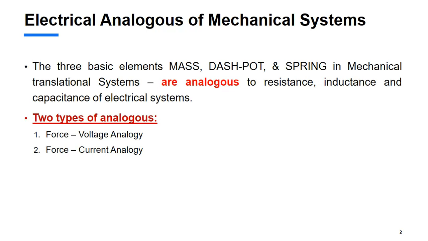The input force in a mechanical system is analogous to either voltage or current in an electrical system. Likewise, the output velocity, which is nothing but the first derivative of the displacement in a mechanical system, is analogous to either a current or voltage in an element in an electrical system.